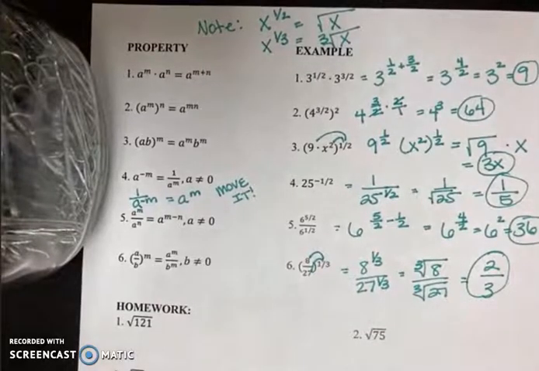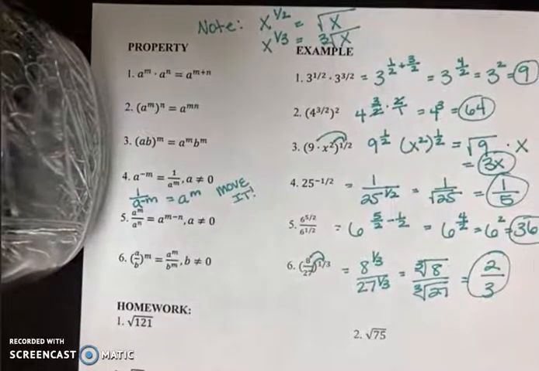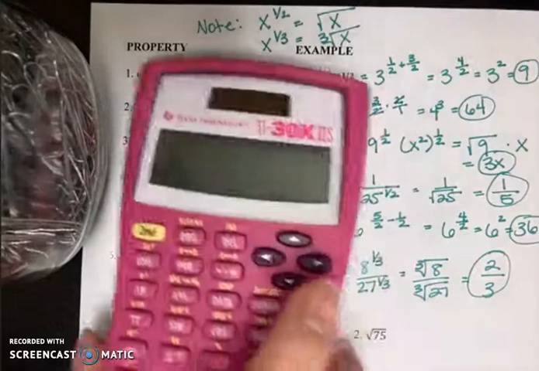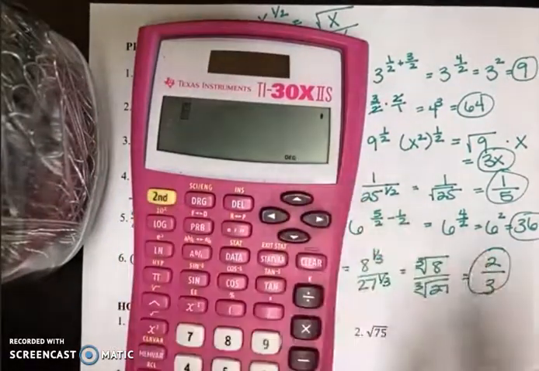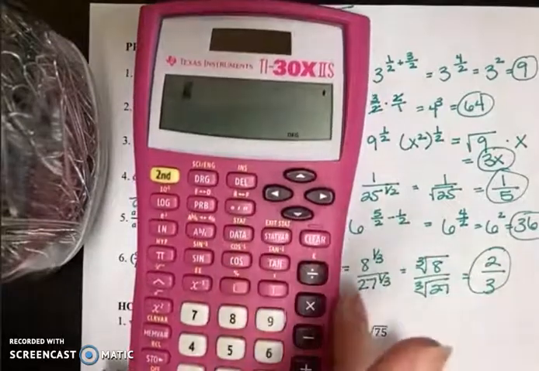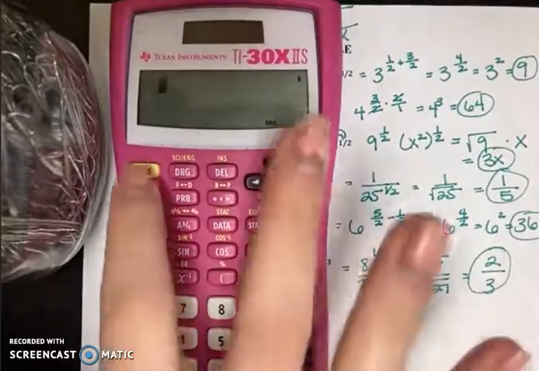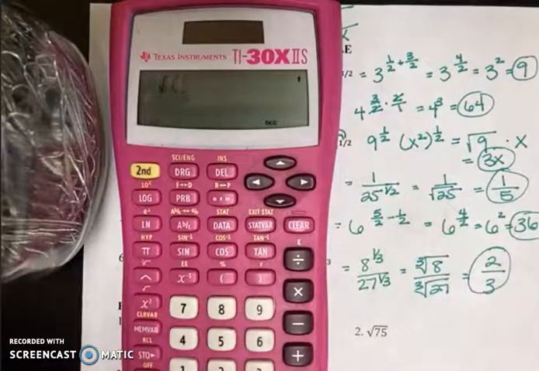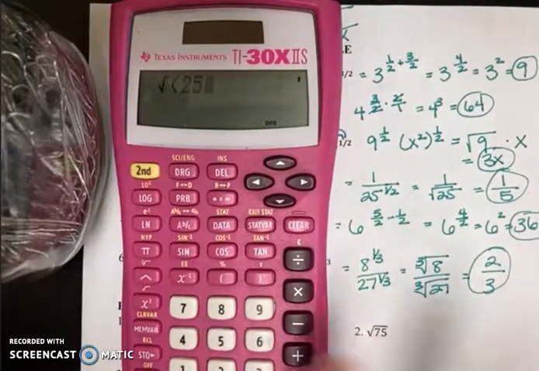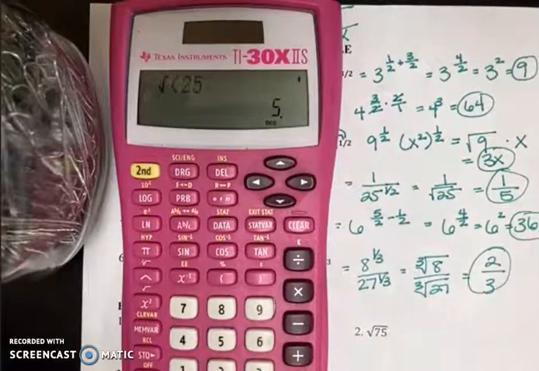Just a little side note, I'm going to show you how to plug this in your calculator. So we know if I wanted to say, what's the square root of, I don't know, 25? That's a perfect square. We could hit second, and then that squared button gives me the square root, and 25. Plug it in. There you go. So that is what we do for the square root.